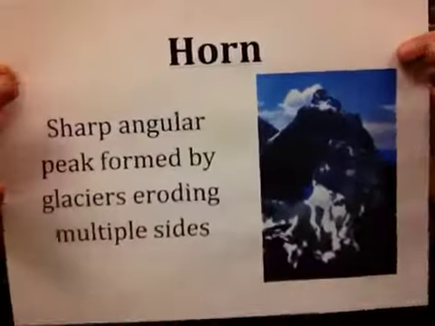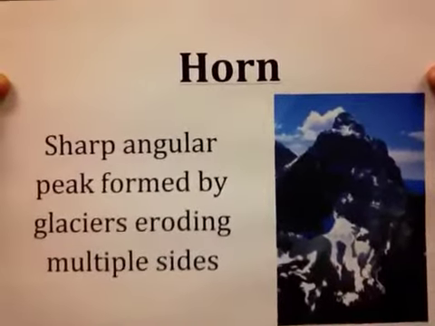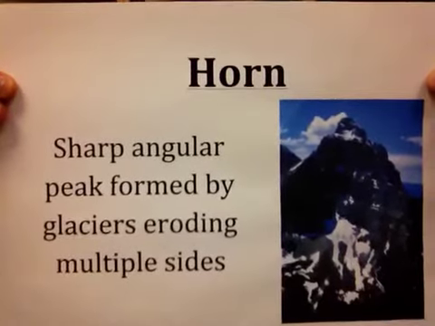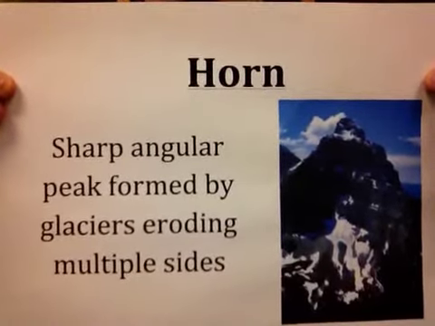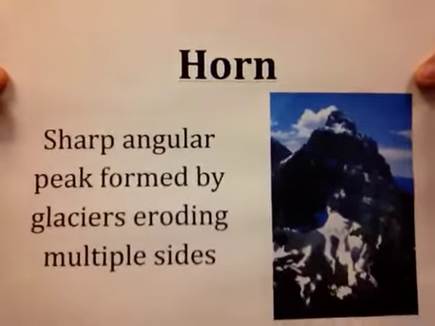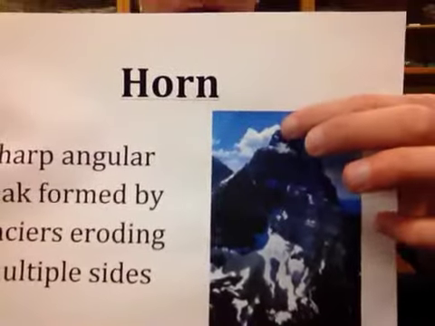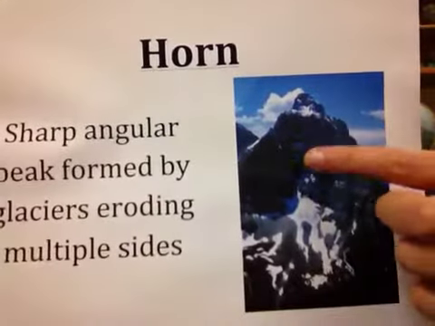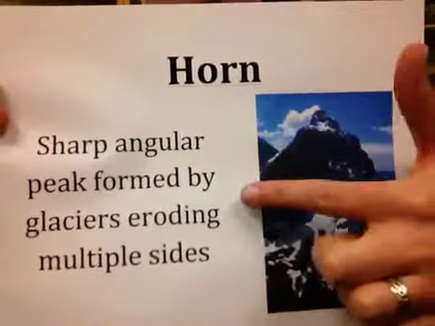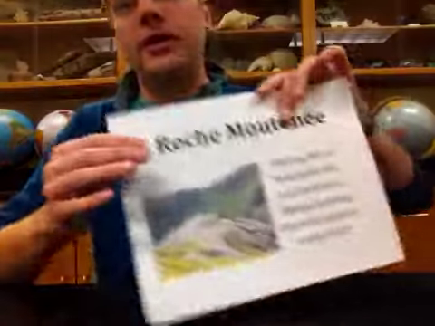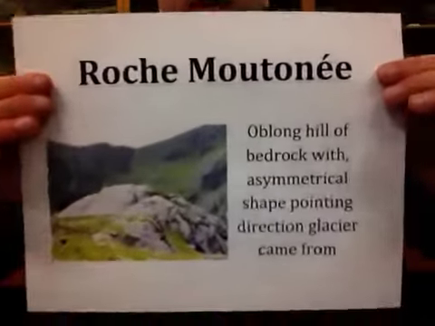The next feature we have for glacial erosional features is a horn. A horn is a sharp angular peak formed by glaciers eroding from multiple sides of a mountaintop. So we can see how steep and tall this peak is as glaciers were eroding, going multiple ways down the sides of that mountain.